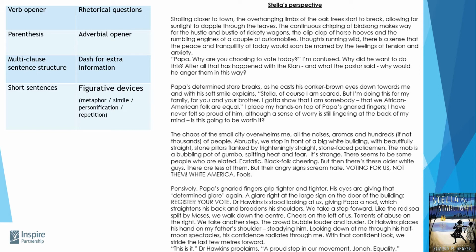It's strange. There seems to be some people who are elated, ecstatic, black folk cheering. But then there's these older white guys. There are less of them, but their angry signs scream hate. Voting for us, not for them. White America. Fools. Pensively, Papa's gnarled fingers grip tighter and tighter. His eyes are giving that determined glare again. A glare right at the large sign on the door of the building.